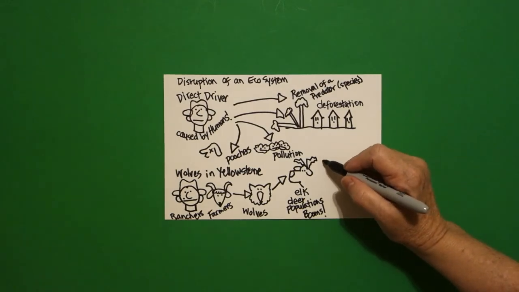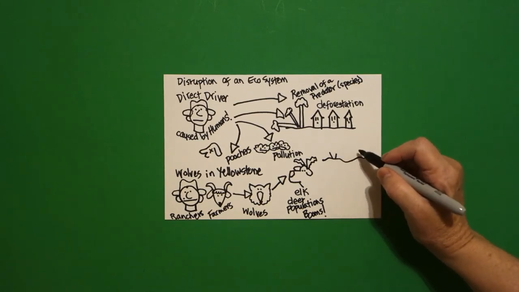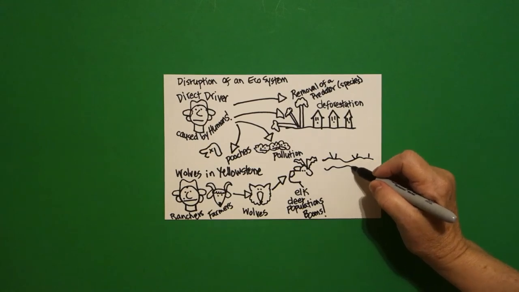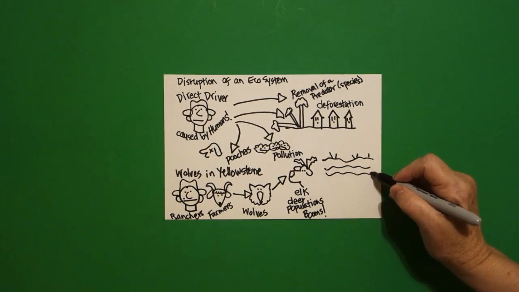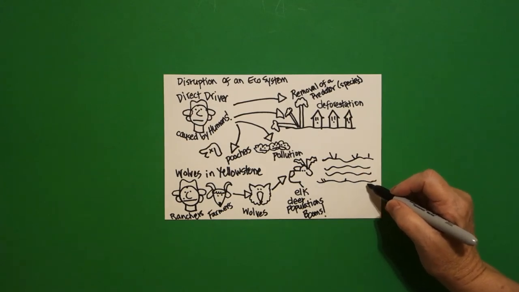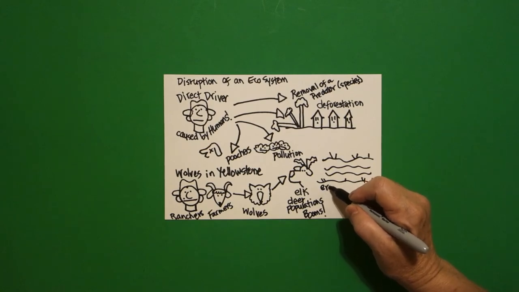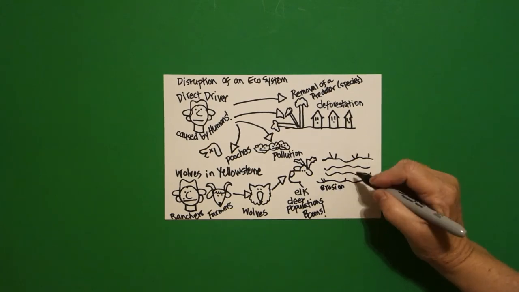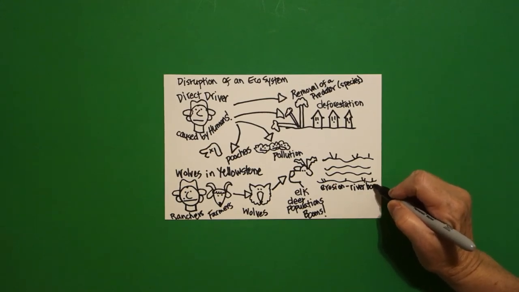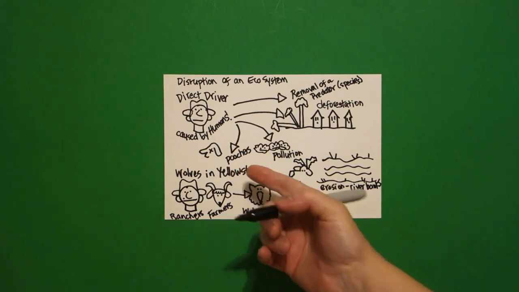What did that do? Come over here on the right, draw me a wavy line. One, two straight lines, one, two, one straight line. Wavy, wavy line again. So what did that do? It caused erosion and it messed up the riverbanks and totally goofed up the entire ecosystem in Yellowstone.